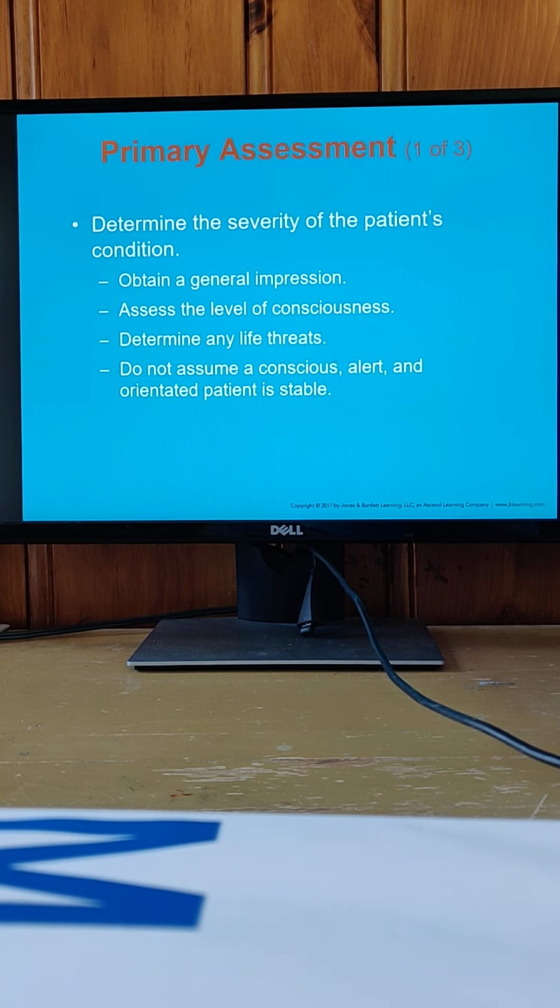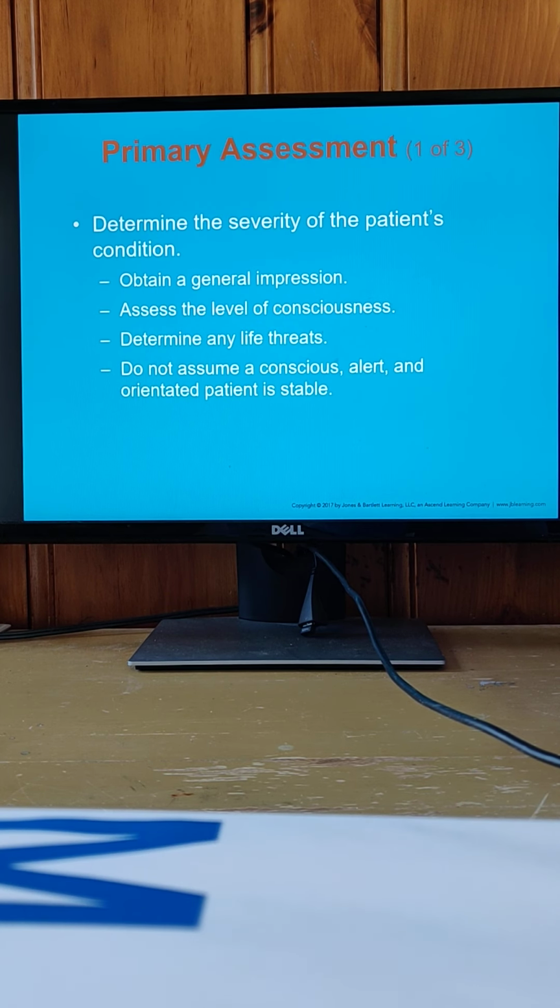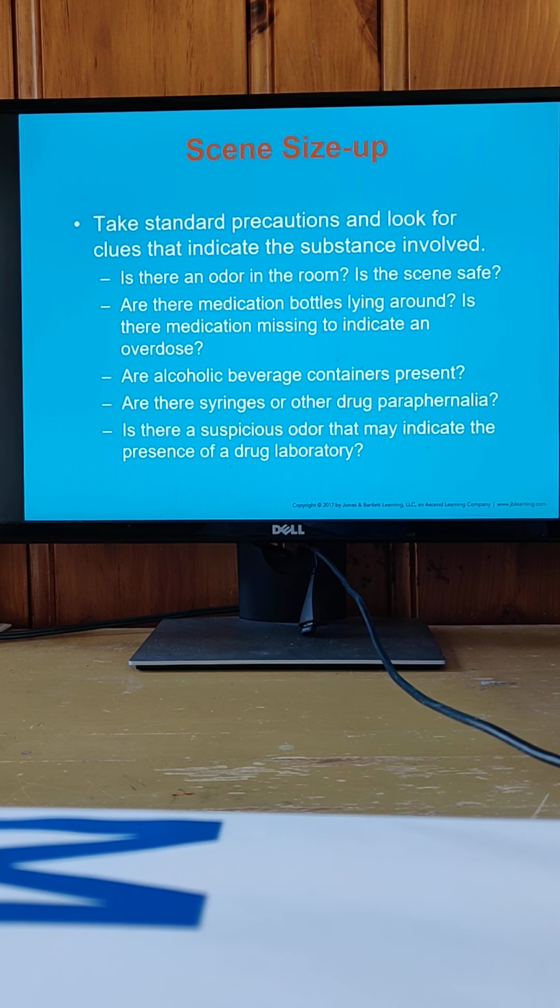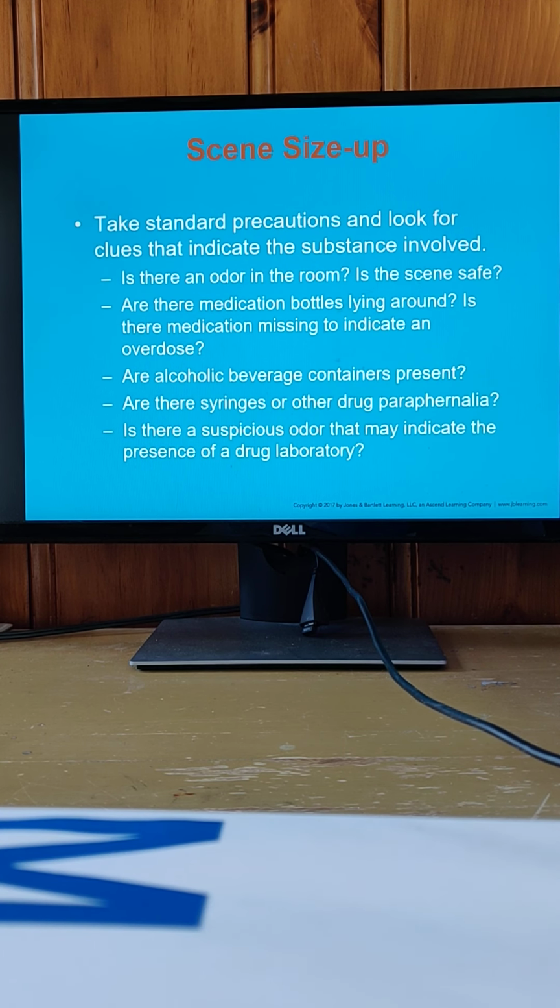Obtain a general impression. Assess the level of consciousness. Determine any life threats. What do those sound like? That sounds like your primary assessment. If you go back, scene size up. Scene size up is what? Scene safety, BSI, MOI, NOI, number of patients. Consider C-spine stabilization. Consider additional resources.